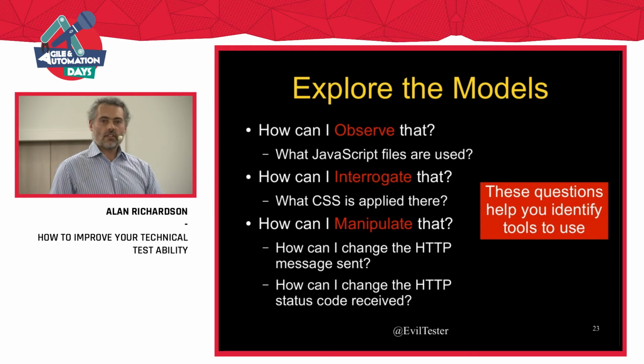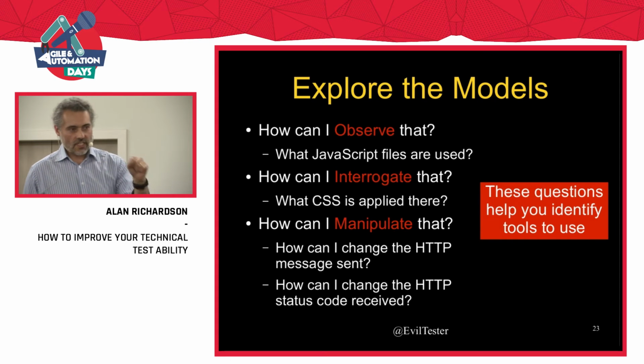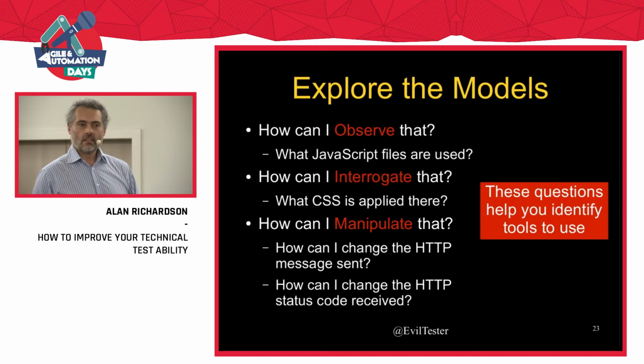So if I know that there's JavaScript, how can I observe what JavaScript is coming through? How can I observe what CSS is in use to know which parts of all the CSS files we've got are actually being applied? How can I deep dive and interrogate into the messages that are sent? And particularly, how can I manipulate them? Because if I can't manipulate, I'm not really testing, I'm using. And I need to test things.